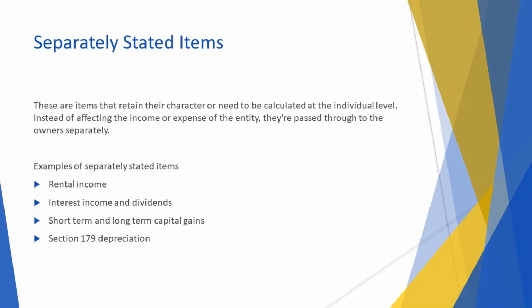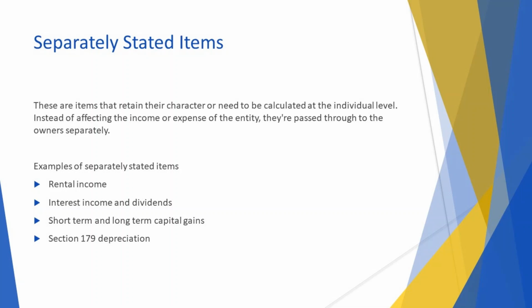Boxes 4 and 5, Interest Income and Dividends. They retain their character on the 1040. Boxes 7 and 8, Short-term and long-term capital gains, also retain their character on the 1040. Box 11, Section 179. It has an individual limit. Deduction taken at the business level is passed on to the shareholder, and the limit is calculated on their individual 1040.